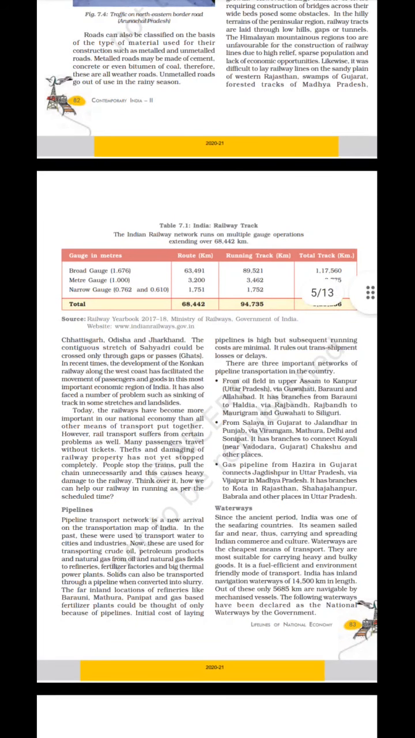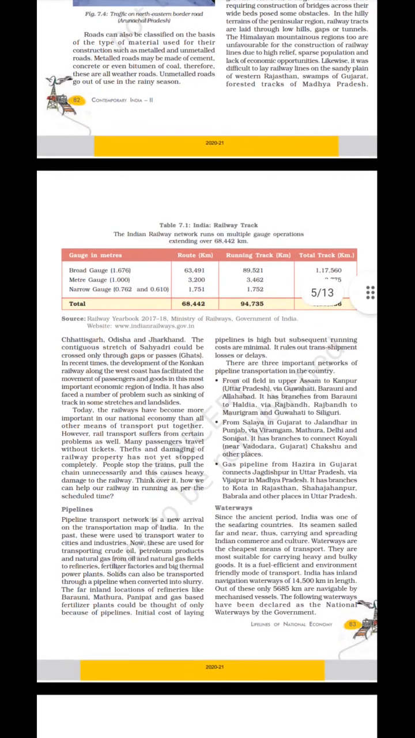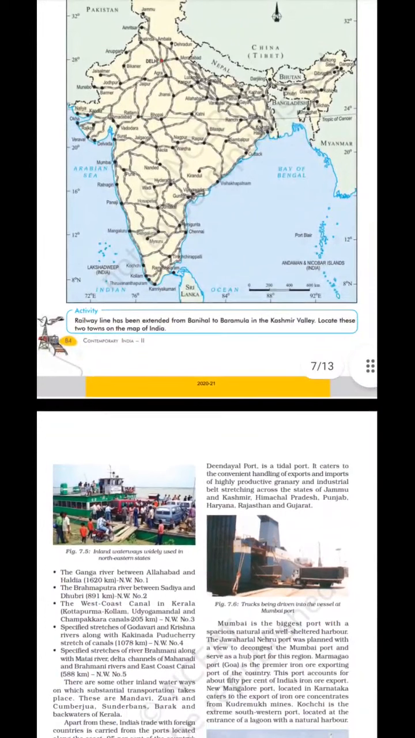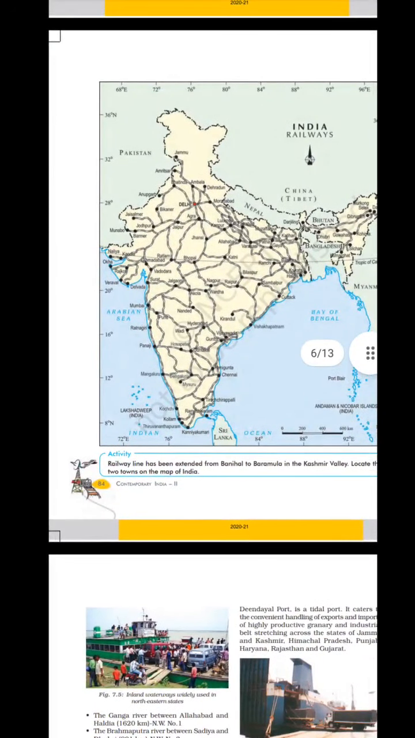India has inland navigation waterways of 14,500 kilometers in length. Out of these, only 5,685 kilometers are navigable by mechanized vessels. The following waterways have been declared as the national waterways by the government. Take a look at this map.